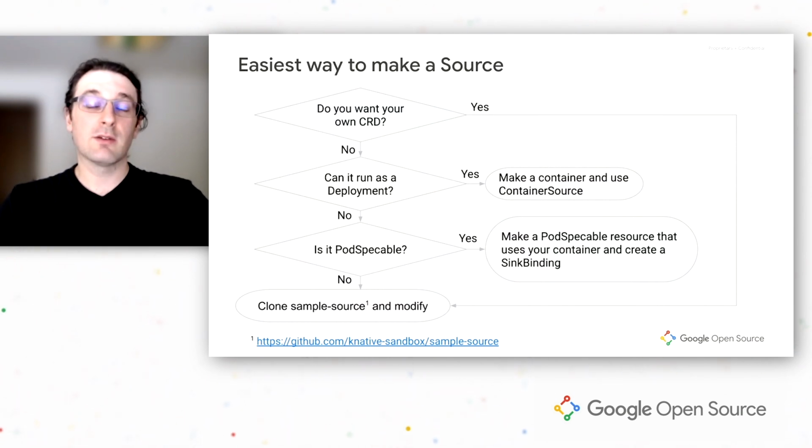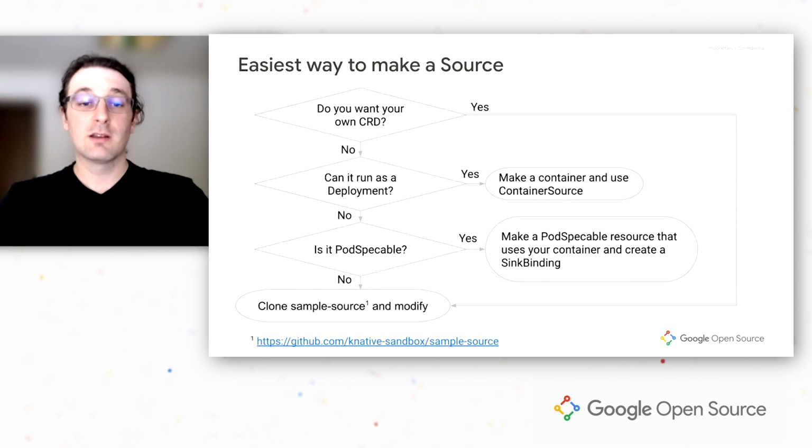Sample sources are an example of how to build a source CRD along with its controller and webhook. It follows all of Knative's best practices and is set up to be easily modifiable to get your CRD up and running quickly. For experimentation or just ad hoc sources, we recommend container source or sink binding because of just how quickly you can start.